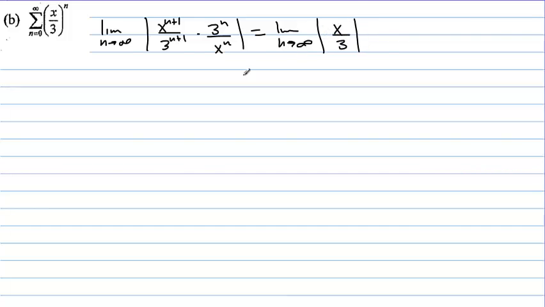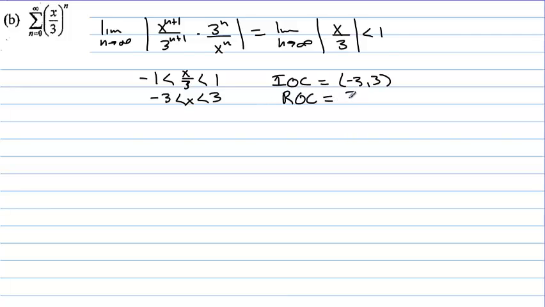Well, this is going to converge as long as x over 3 is between negative 1 and 1. In other words, the absolute value of this has to be less than 1. So multiply everybody by 3, we get negative 3 is less than x is less than 3. So the interval of convergence is equal to negative 3 to 3, and the radius of convergence is just equal to 3.